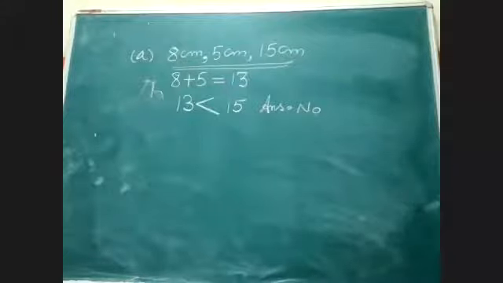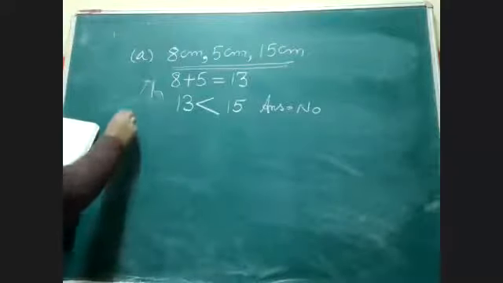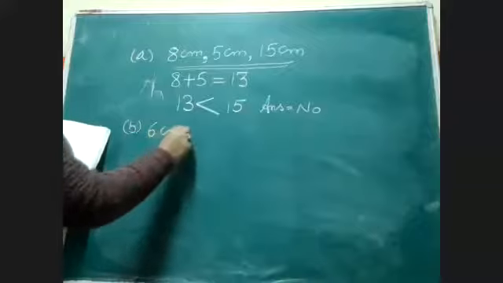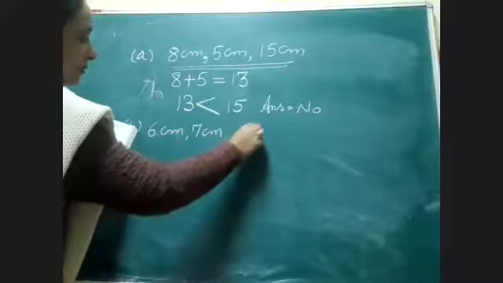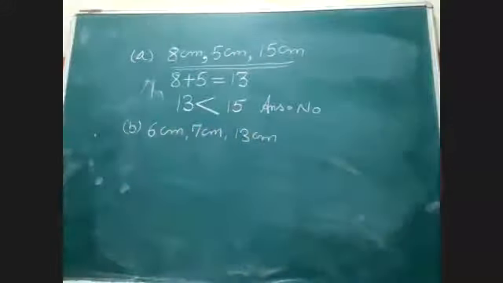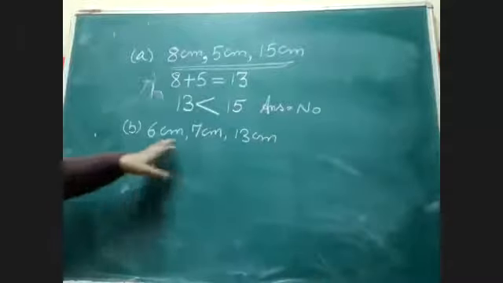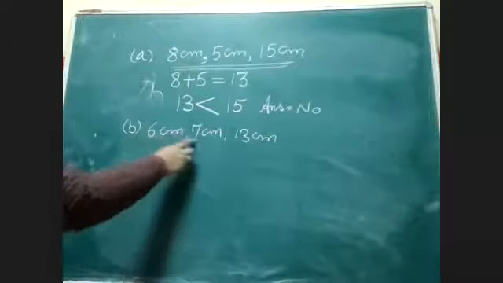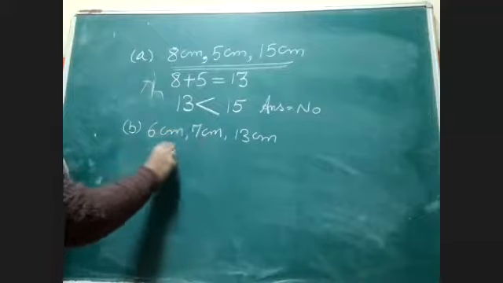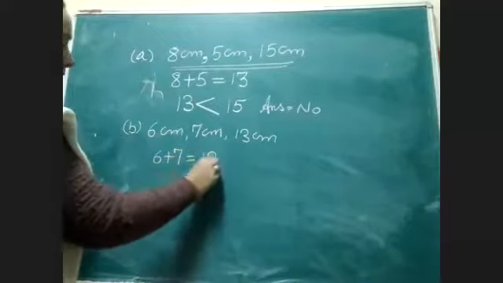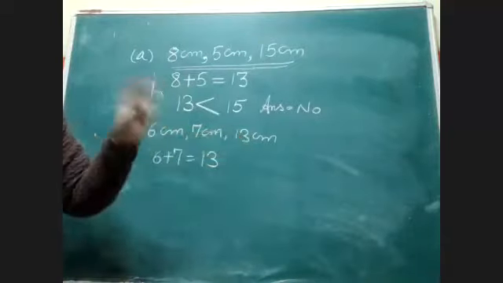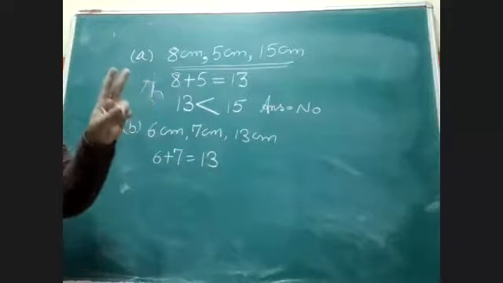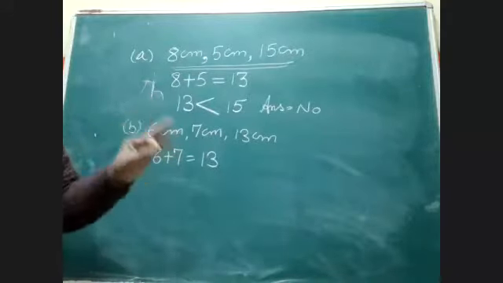Clear, students? Next is part B: 6 centimeter, 7 centimeter, and 13 centimeter. Now again, beta, add any two sides: 6 plus 7, the smaller sides. 6 plus 7 is 13, and the third side is 13. According to the fact, the sum of two sides of a triangle is greater than the length of the third side.